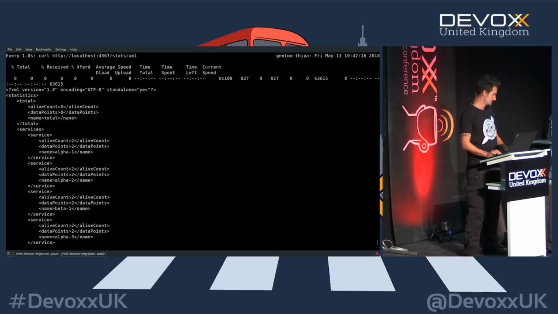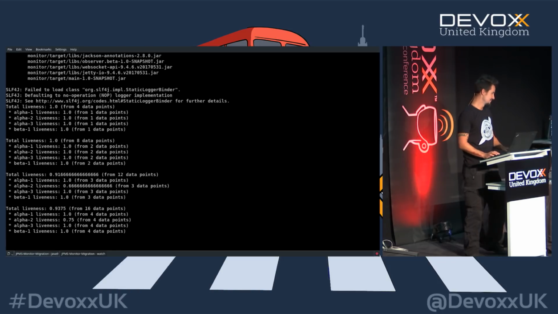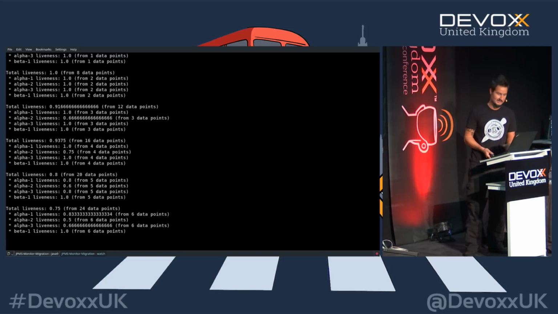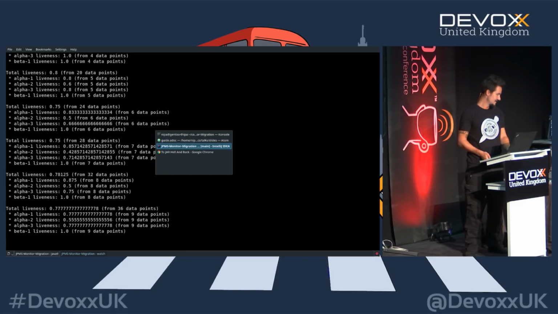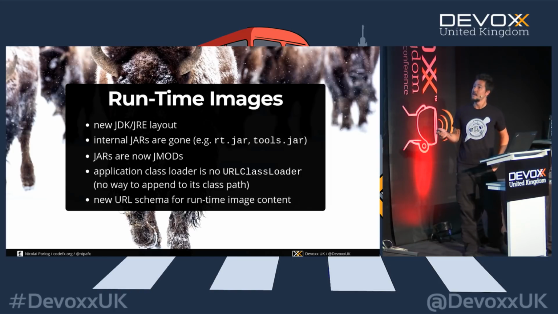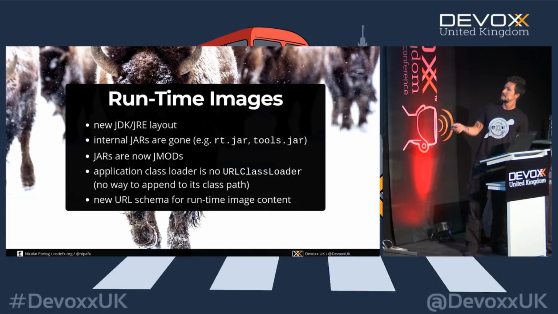Finally. And the endpoint is up too. Woo! Great. Okay, so this worked. Let's have a look at a few other things that can go wrong. We just did this thing with the URL class loader.